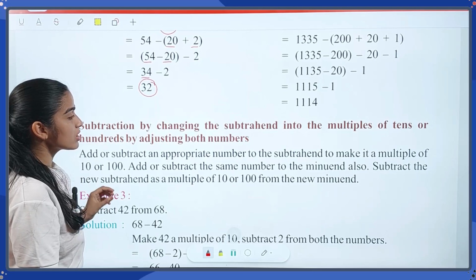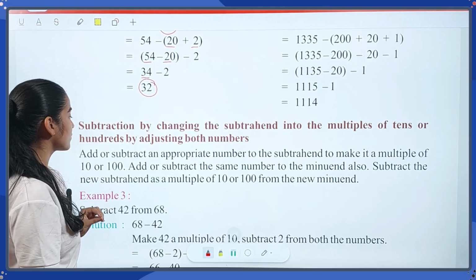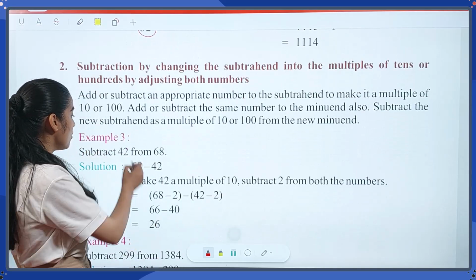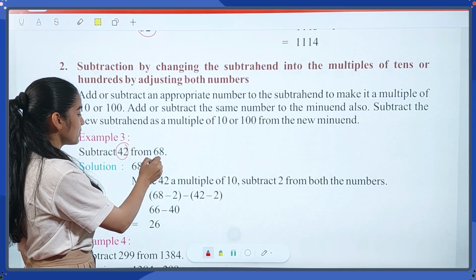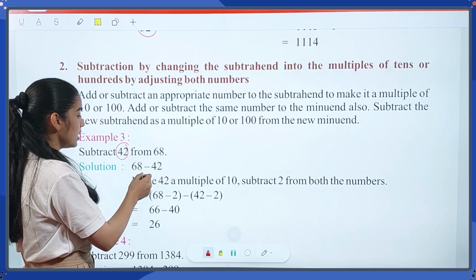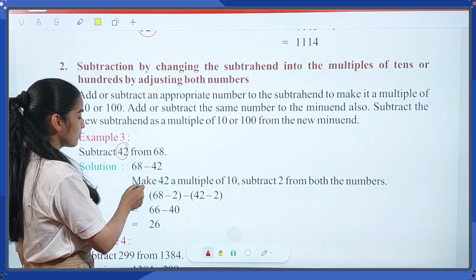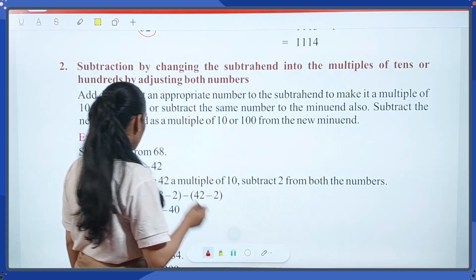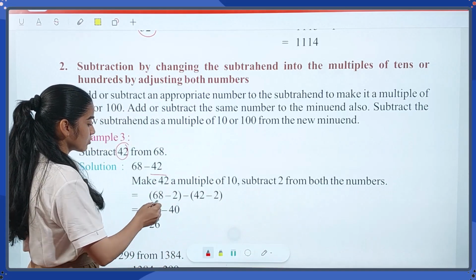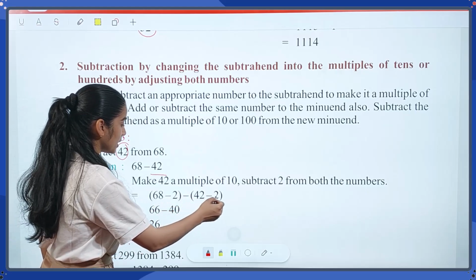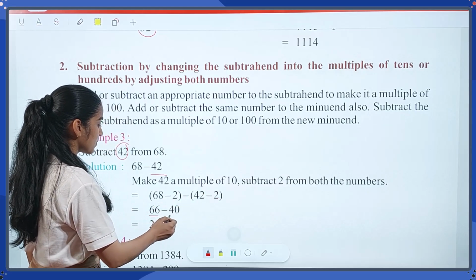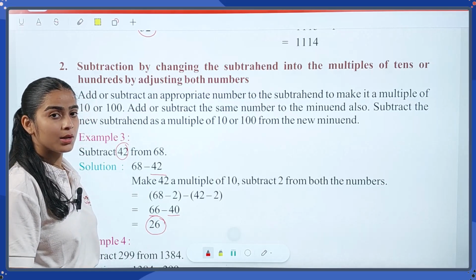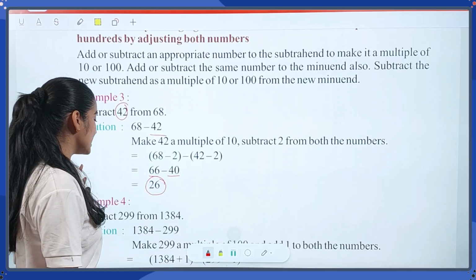Subtraction by changing the subtrahend into a multiple of tens or hundreds by adjusting both numbers. For example, we have to subtract 42 from 68. So what can you do? You can make 42 a multiple of 10 by subtracting 2 from both the numbers. So 68 minus 2, 42 minus 2. So you have 66 minus 40, and your answer is 26. So this will help you make your calculation easy and faster.